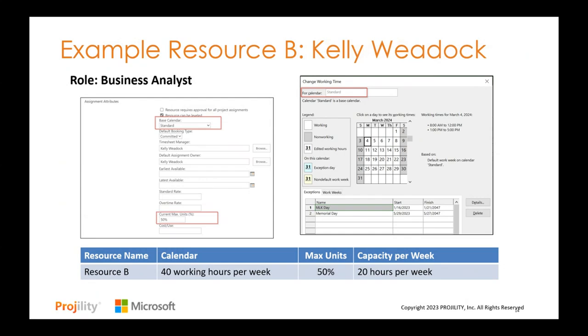Our second resource is Kelly. She also has a 40-hour working week, but we have updated her max units to be 50%. So 20 hours per week is her capacity before she is over allocated.